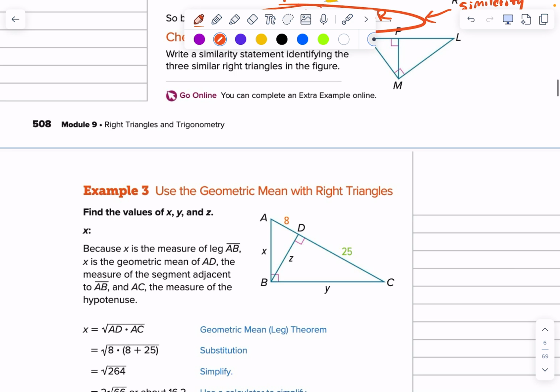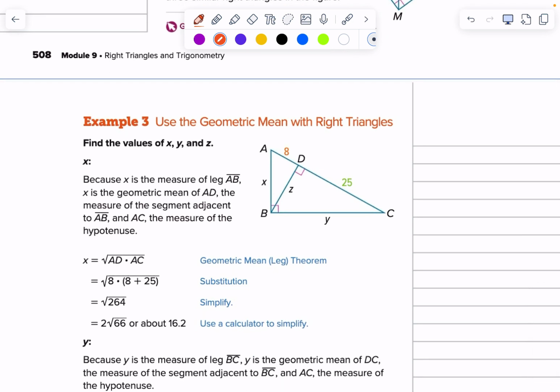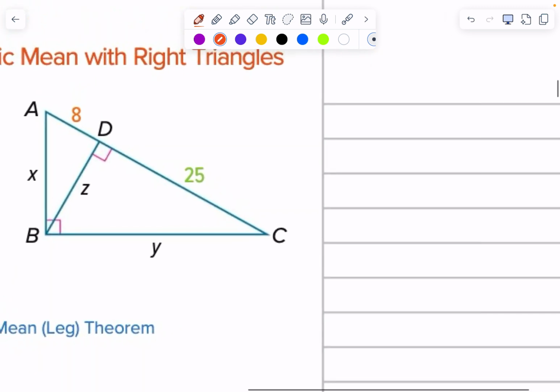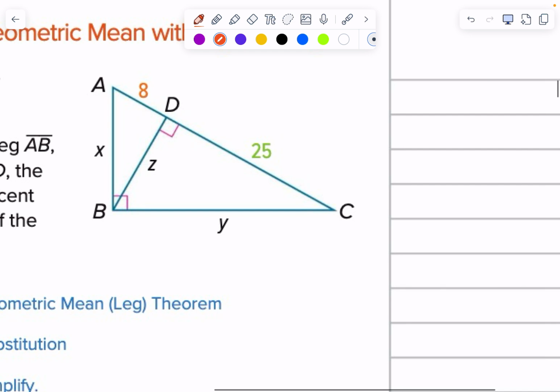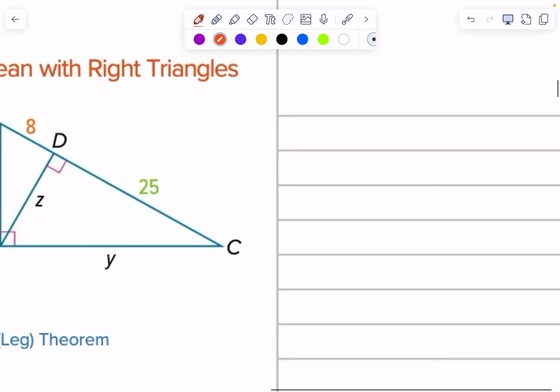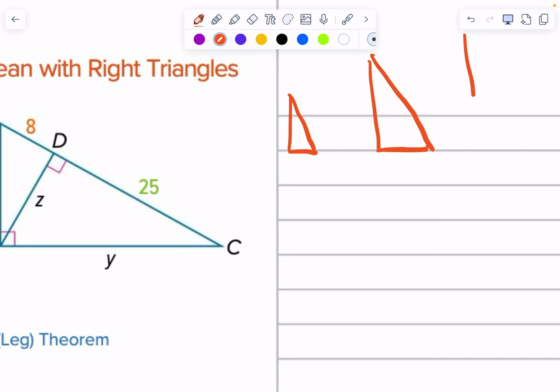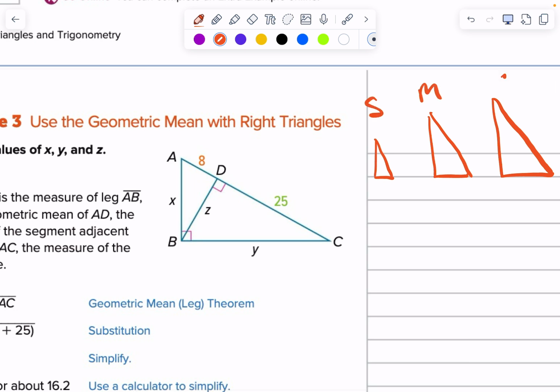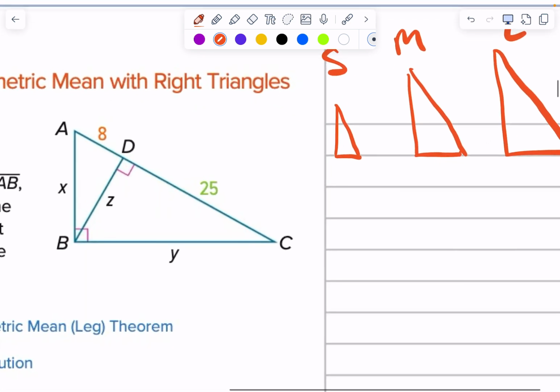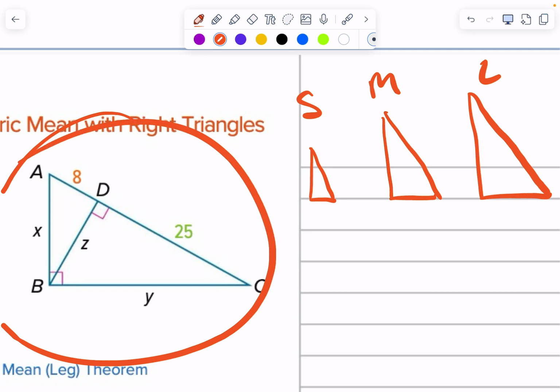Now, example 3, they want us to use that kind of idea to solve some things. So here is where the work comes into play. You've got to write your triangles out. This guy has 3 triangles again. Let's face them all the same direction. If this is the small one, and this one's the medium one, and this one's the large one, write these down. Small, medium, large. Put these down off to the corner. We're going to label.